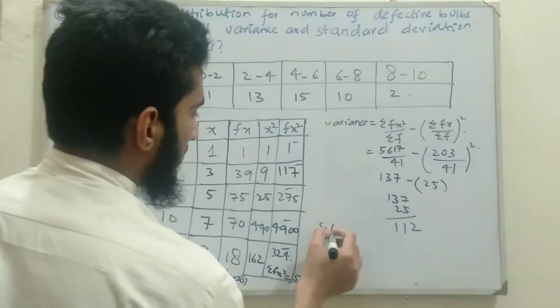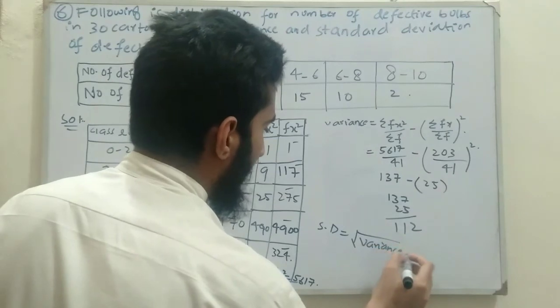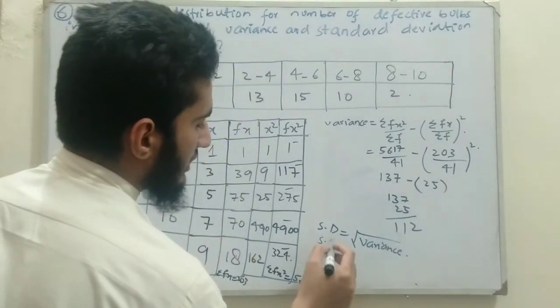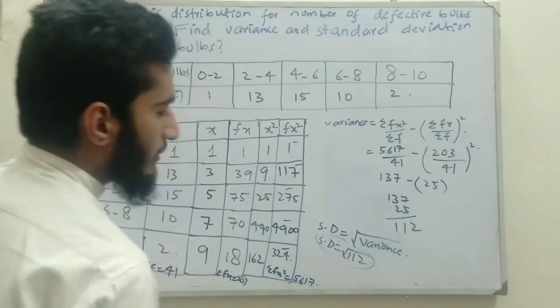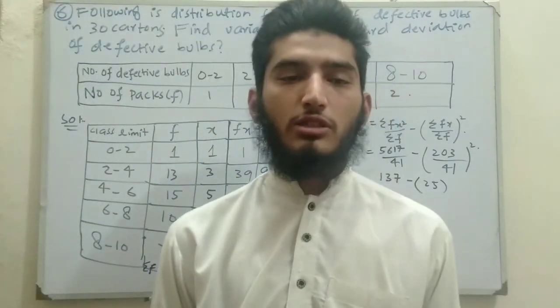For the standard deviation, we have a formula: under root of variance. We already found the variance, which is 112. So put here 112, and the standard deviation is equal to under root of 112. Now through the calculator, find the exact value of under root of 112. So with this question, exercise number 6.4 is completed.